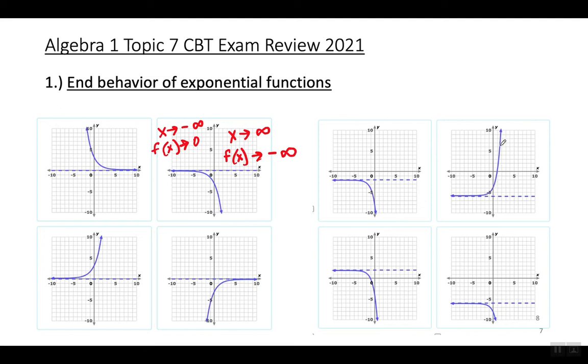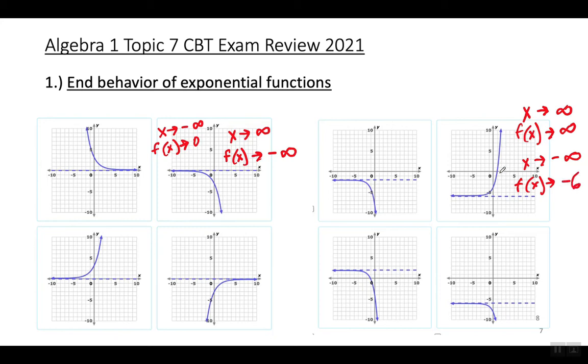All right, let's look at this one over here. As we go to the right, x is approaching positive infinity because x keeps getting more and more positive as we keep going like this. And f of x is also approaching positive infinity as we go to the right. Now, as we go to the left this way, when x is approaching negative infinity, f of x, which is y, is approaching this horizontal asymptote, which is at negative 6.